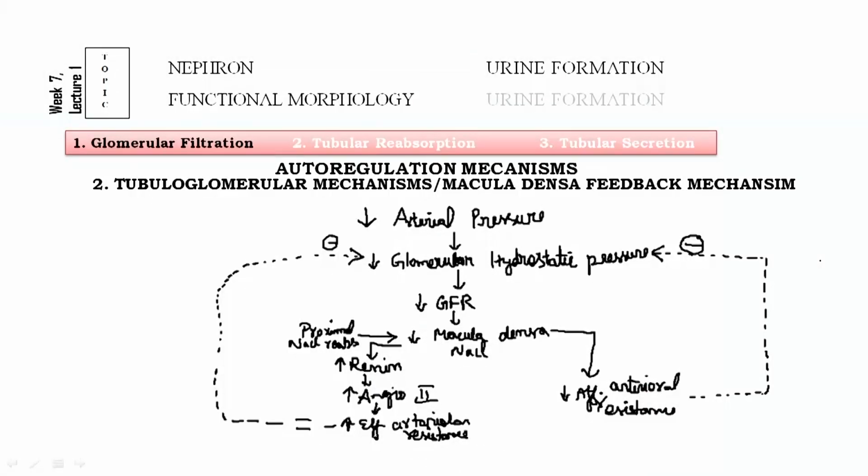Then the next important autoregulatory mechanism is the tubuloglomerular mechanism, or the macula densa feedback mechanism. Whenever the arterial pressure decreases, the GFR also decreases. As the GFR decreases, less sodium chloride will be filtered, which will be sensed by the macula densa cells, which send signals to the JG granular cells that release renin. The renin in turn triggers angiotensin II production. As a result, it increases the efferent arteriolar resistance. Then it will have a negative feedback effect, and like that it will try to maintain homeostasis.